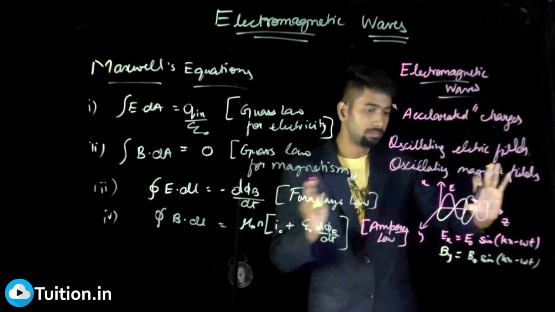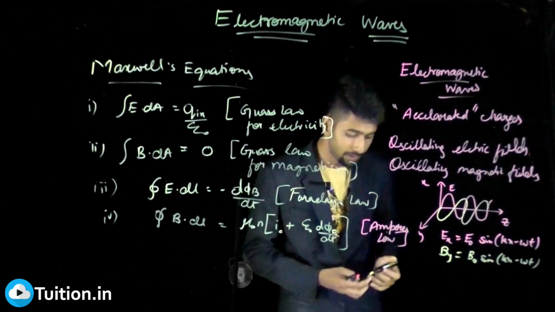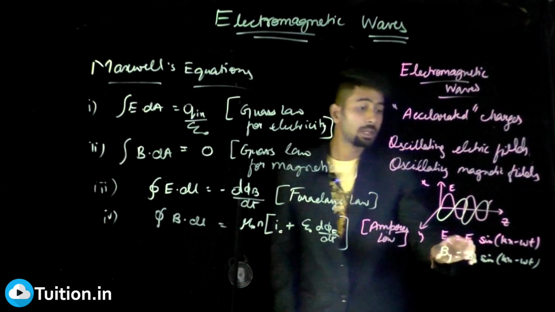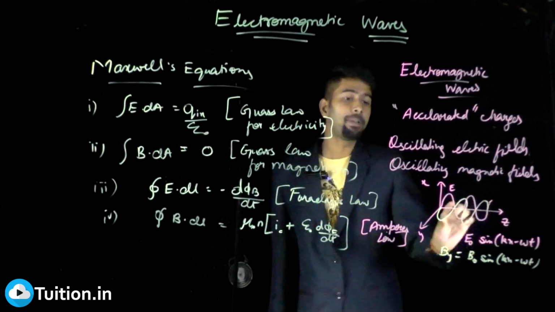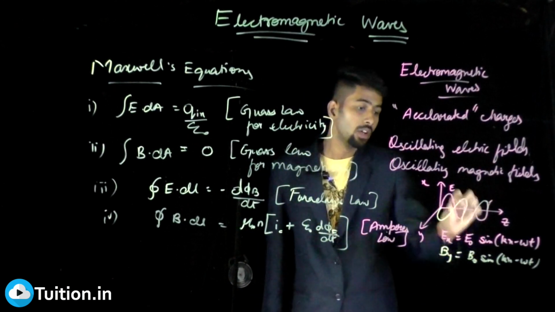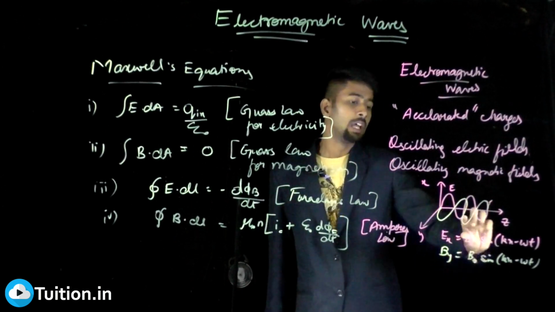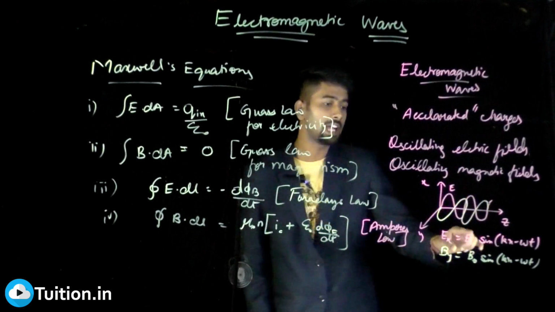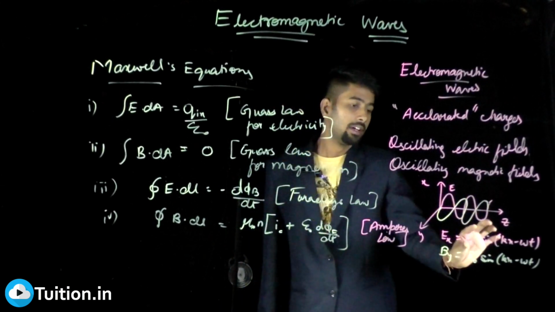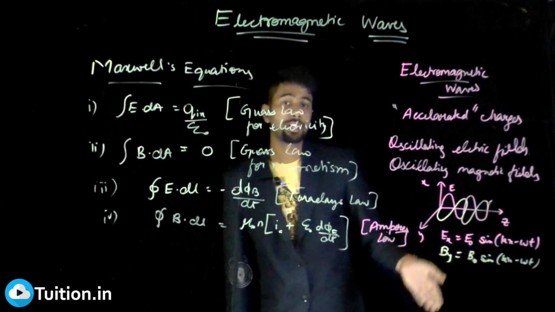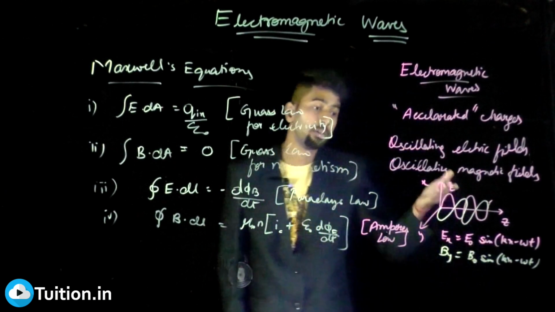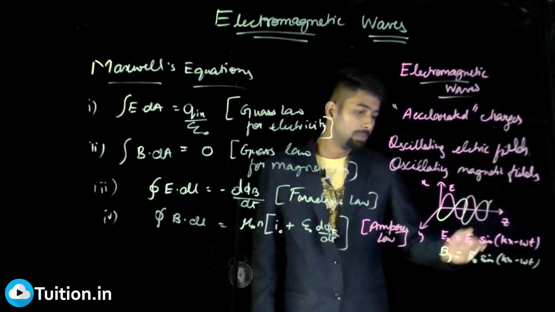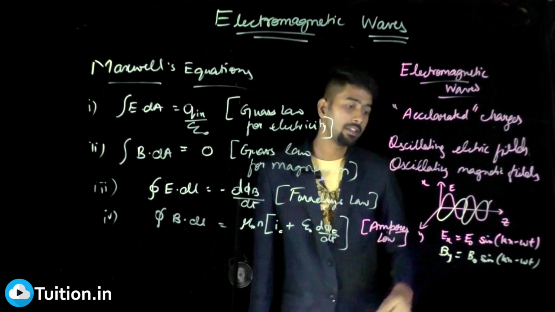In fact, this is your ideal electromagnetic wave, where E naught is the maximum value, the amplitude of the electric field that is there. So the maximum value of the electric field for any given x at any given time is E naught. Similarly, B naught is the amplitude of the magnetic field, the maximum magnetic field possible.